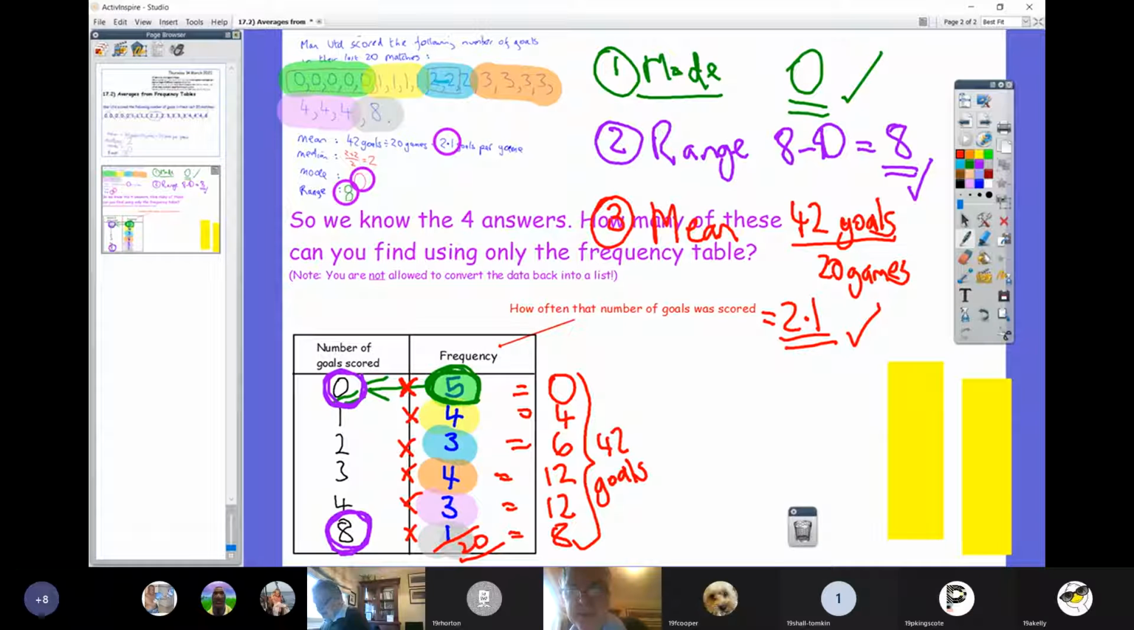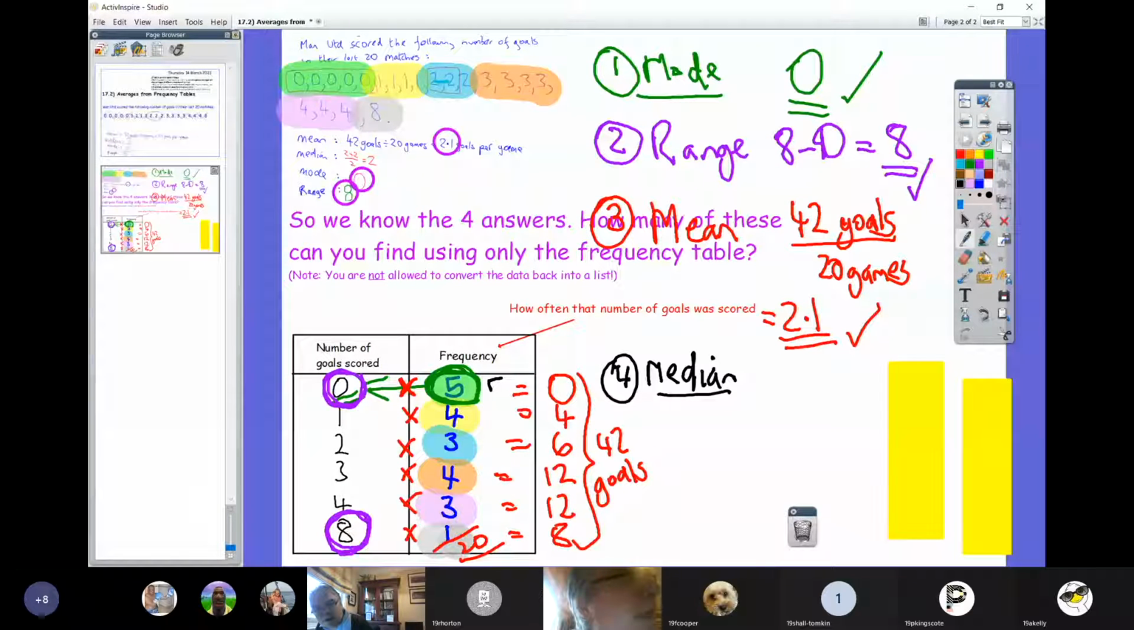Now, the median is the middle game. Okay, now we've gone and played 20 games. So the middle game, go and divide 20 by 2, halve it, and you get 10. So we need to go and see how many goals were scored in that 10th game. Now working your way down, in that first row, that is 5 games. I'm just going to pop it in black. In the first row, that's just 5 games.